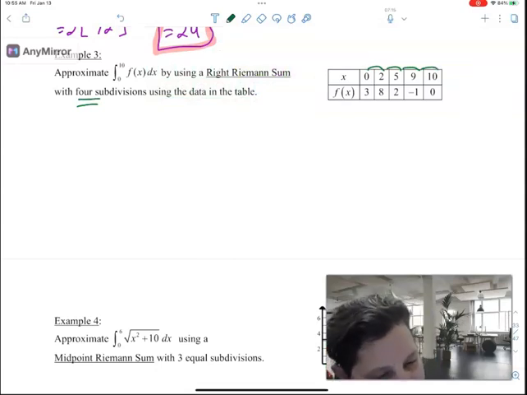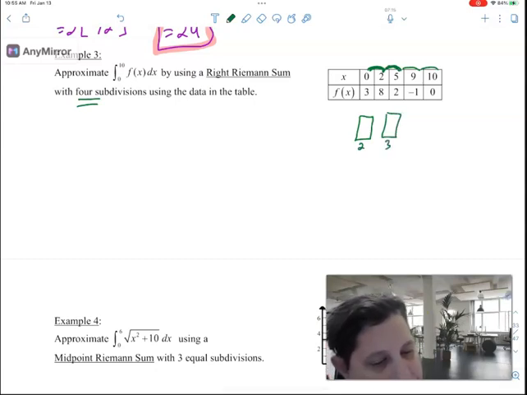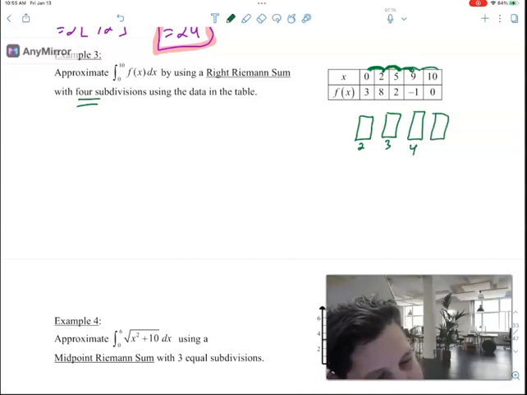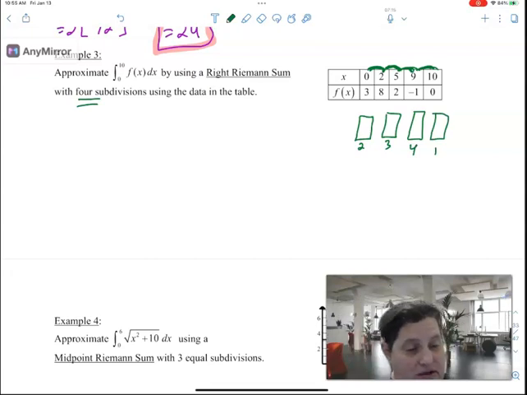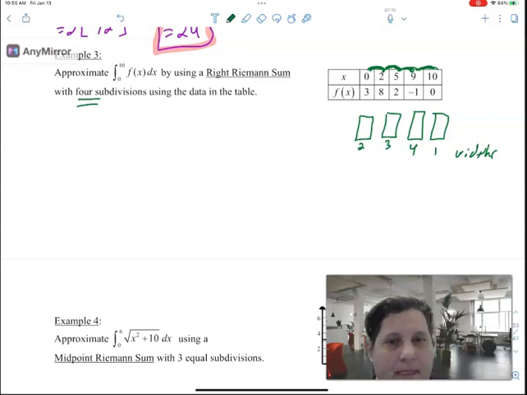So if you think about, okay, I'm making a rectangle right here. What would the base of the rectangle be? Well, that one would have a base of 2. And then I'm making a rectangle here. What would the base of that rectangle be? Well, 2 to 5 is 3. And then I'm having a base of a rectangle here. 5 to 9 is 4. And I'm having a base of a rectangle here. 9 to 10 is 1. So they have different widths, okay? These are the widths. And they're different, right?